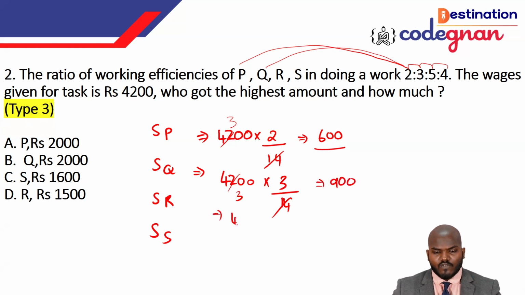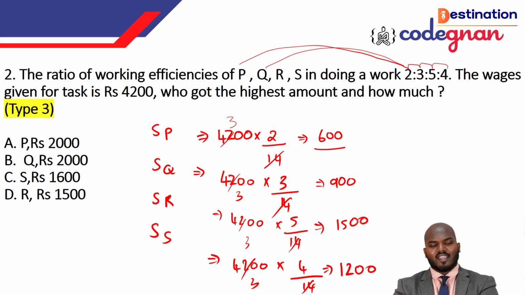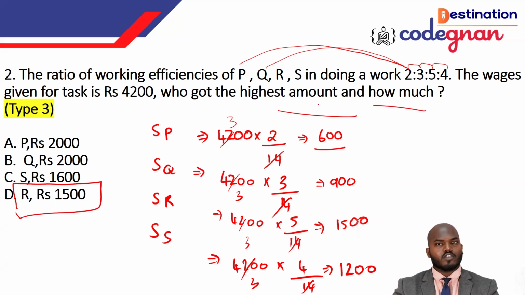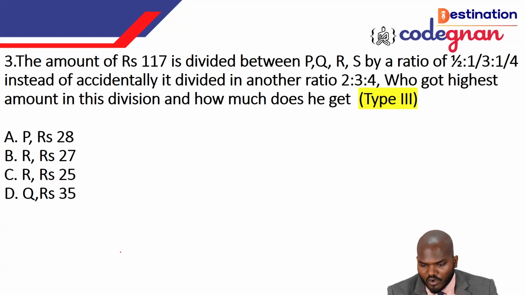So R, again 4200, with respect to 5 by 14. Cancelling, it gives 3, and multiplying that gives 1500. And 4200 times 4 by 14, 14 times 3, multiplying gives 1200. We can see clearly that R is the person having the highest amount, which is 1500. That's how you get the answer. It's also a very basic question. I'll go for the next question, guys.